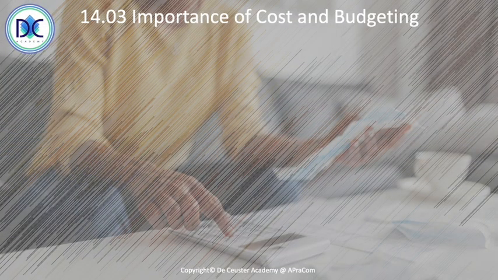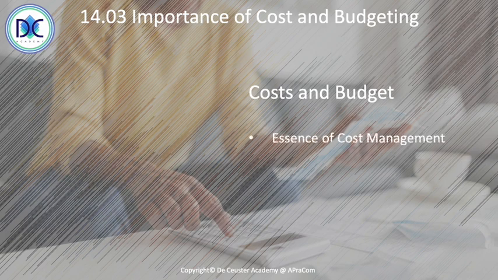This is our first learning lesson in chapter 14, or lesson series 14, related to cost and budgeting. This is the 14th lesson in our course Masterclass in Project Management. In this video, I will talk about the importance of cost and budgeting. We must determine the cost of the project and also determine the budget that we will need to create the deliverables. First of all, what is the essence of cost management?